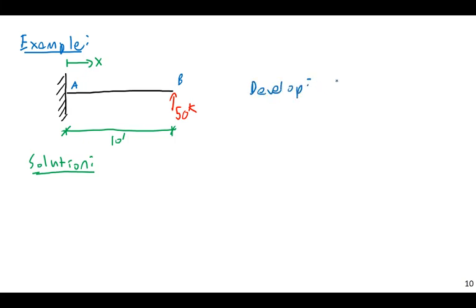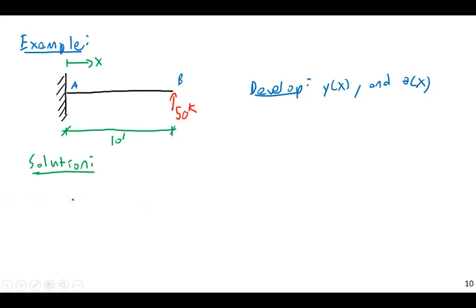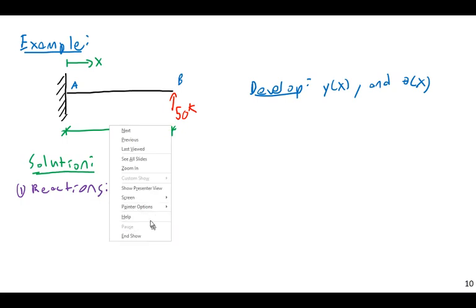Develop. Let's say we want to get y as a function of x and theta as a function of x. So we're given this, and I want to develop y as a function of x and theta as a function of x. So let's do that thing I said. The first step is to find the reactions. Now, I have time today, so let me just go ahead and actually do that just for fun. Let's be sticklers about it and do it nice and proper.